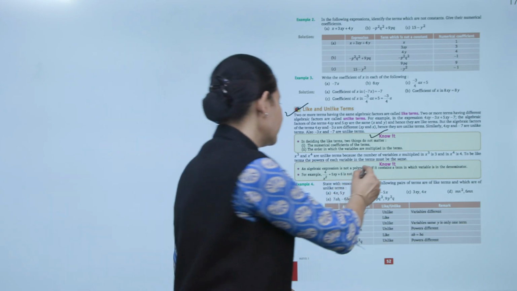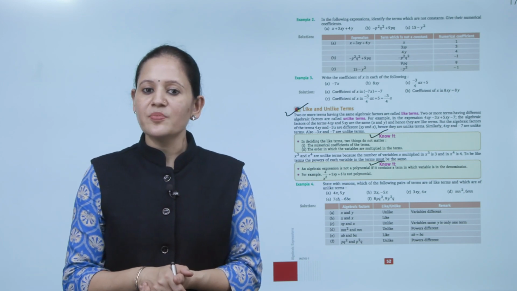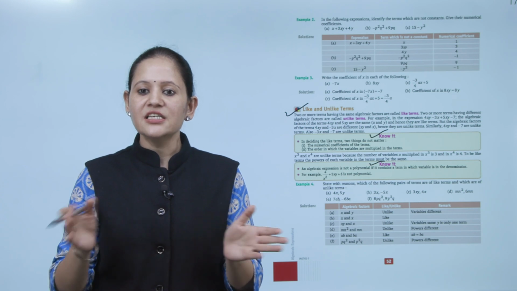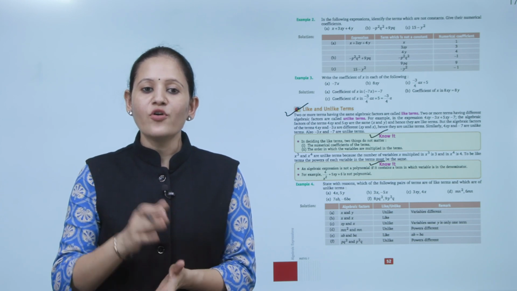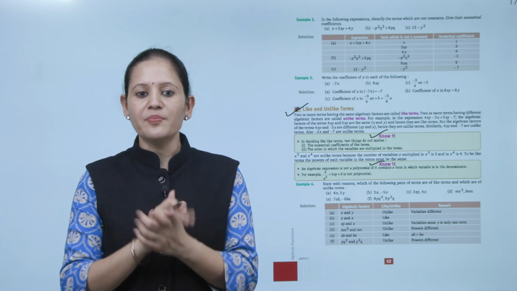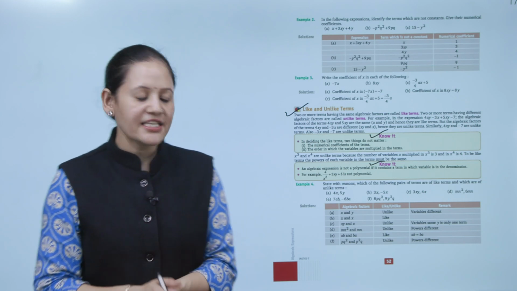Note: an algebraic expression is not a polynomial if it contains a term in which the variable is in the denominator. For example, 4 upon x square plus 5xy plus 6 is not a polynomial because यहाँ पे variable का denominator में है. Now we'll take an example.